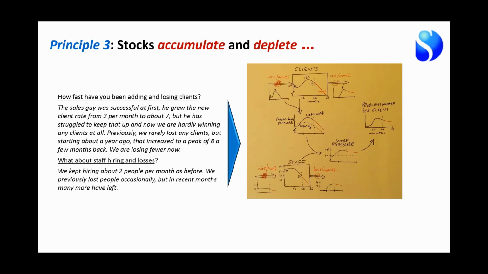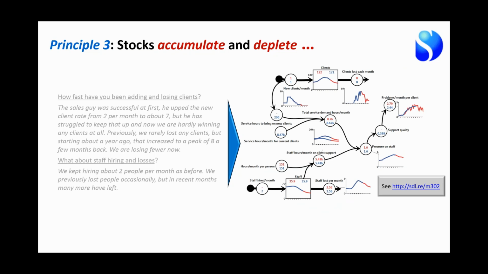And on hiring and losses, we kept up our normal hiring rate of 2 people per month. Recently we've seen an increase in staff leaving, which we never really had previously. So we've added the flows to the stocks. Okay, so let's extend the working model. There's the working model, and we've added the flows that match what the guy just drew on the board, and the flows explain the stocks and the stocks explain the problems.